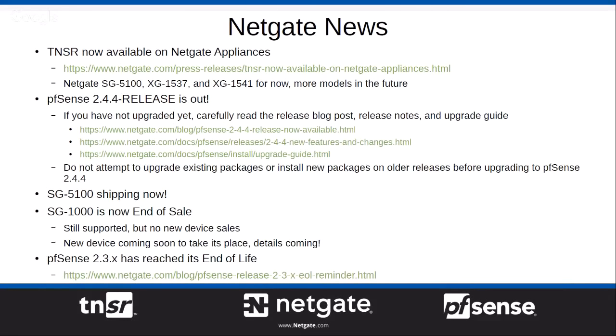Our pfSense 2.3x line has reached its end of life. So if you've still got a firewall on 2.3, you could pull in some patches and stuff from the repo, maybe git sync, but there's not going to be another release there. If you have something on there, you need to start enacting the plans that you had made to get it up to 2.4 or replace it with hardware that supports 2.4.